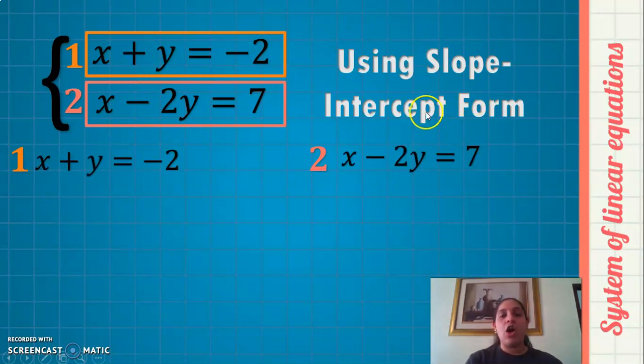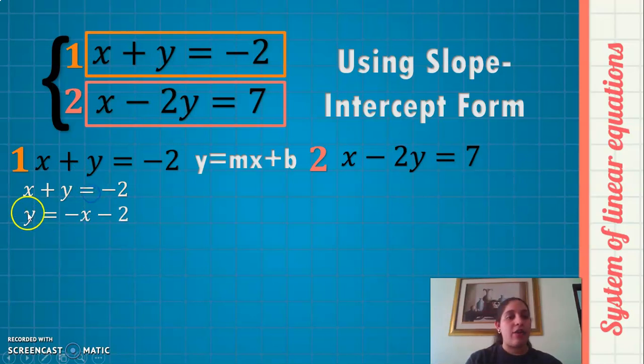So I have in here my slope-intercept form. I need to define which one it is. So I define that my slope-intercept form is y equals mx plus b. Knowing that my slope-intercept form is this one, I can see that these two equations are not in the slope-intercept form, so I need to leave my variable y completely alone. When I leave my variable completely alone, I have y equals negative x minus 2. I move this positive x to the other side as a negative.